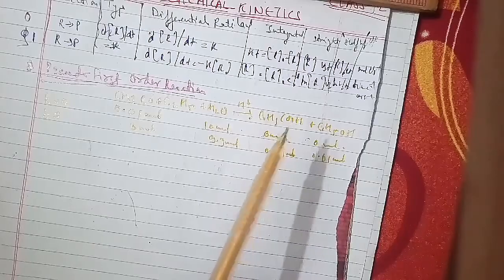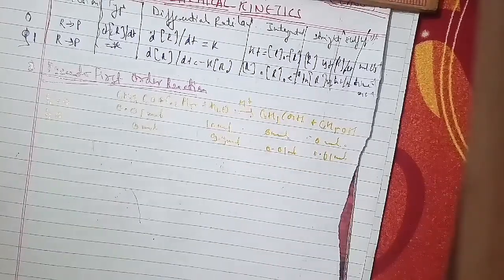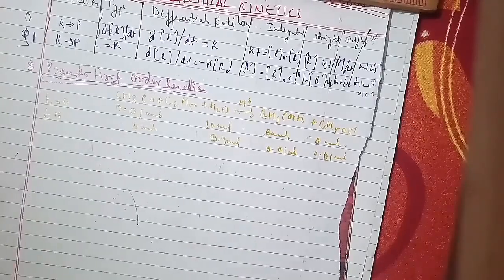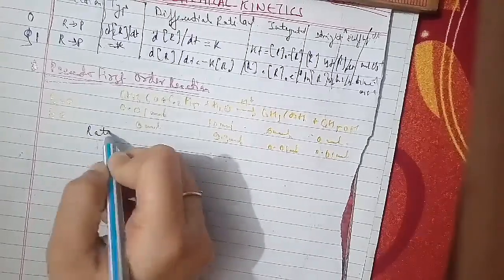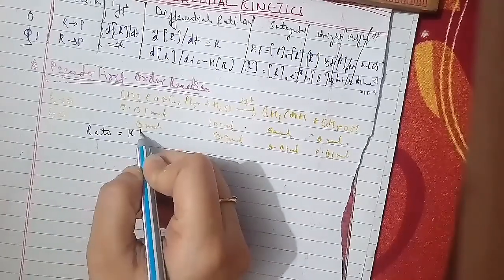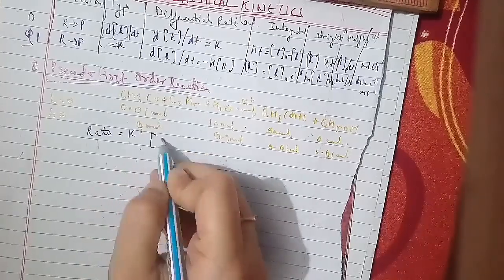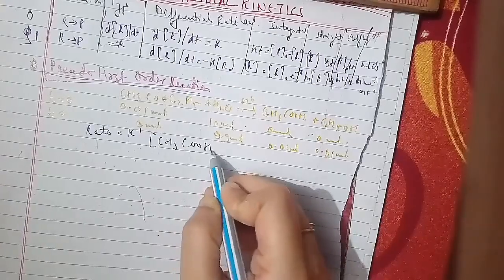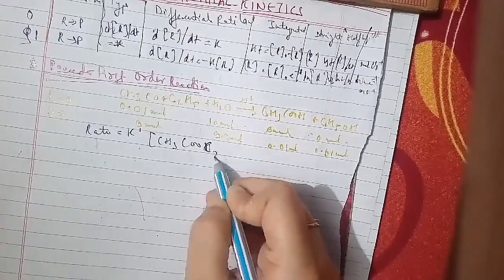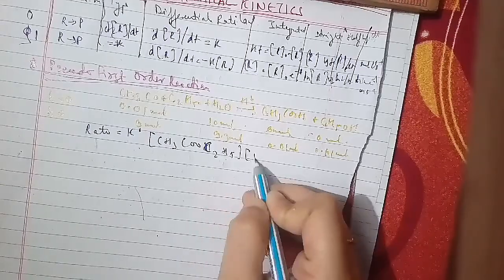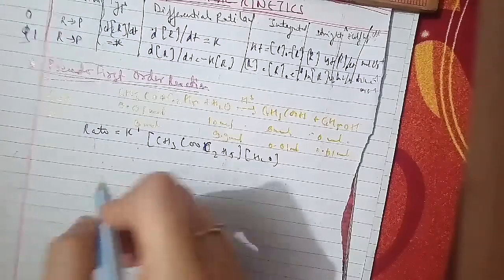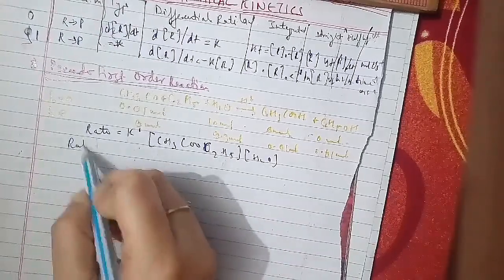So the concentration of water does not get altered that much during the course of the reaction, so in the rate equation, the rate equals to K dash CH3COOC2H5 H2O. The term H2O can be taken as a constant.